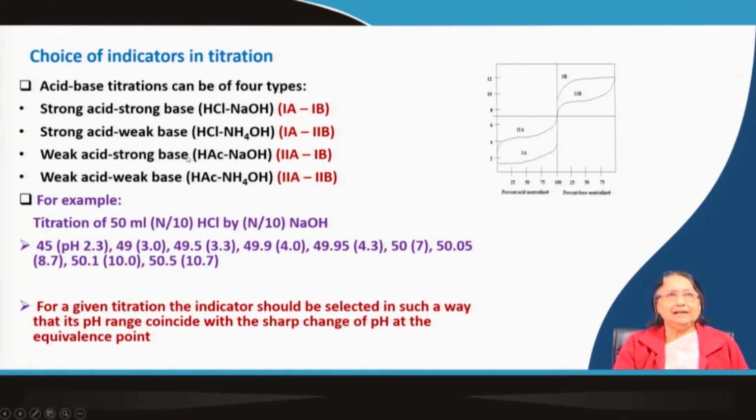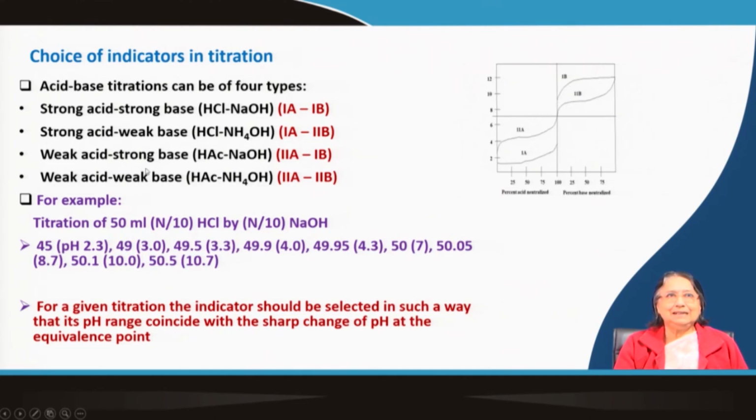But if your titration is like this, weak acid and strong base, say for example acetic acid and NaOH, then 2A 1B curve, that means this is the pH change. Here you can see x axis and y axis. In the x axis here it is percent neutralized of acid and here percent neutralized of base, here 100% neutralized. So, in case of this one, weak acid and strong base, 2A and 1B, this is the range. This is the range that you have to think about when you select the indicator.